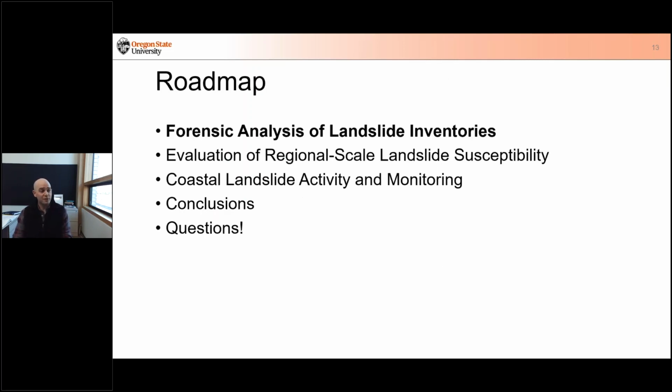A roadmap of today, what we hope to go through. One is some ongoing work where we are doing forensic analysis of landslide inventories mapped using LiDAR. We'll look at evaluation of regional scale landslide susceptibility under a variety of antecedent moisture conditions, as well as looking at change, particularly in the most dynamic environment I can think of, the coast, where we have plenty of landslides and plenty of erosion. So with that, after that, we'll have some conclusions and of course, some time for questions. I'd love to hear from you.